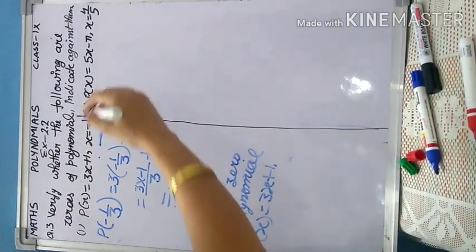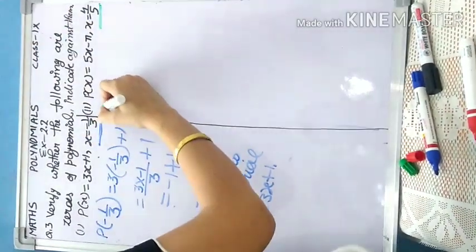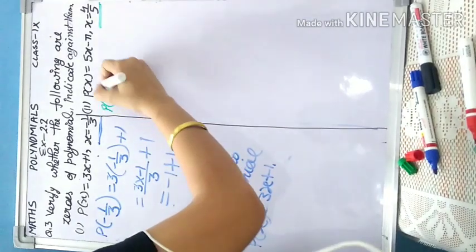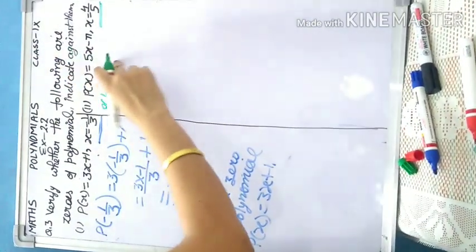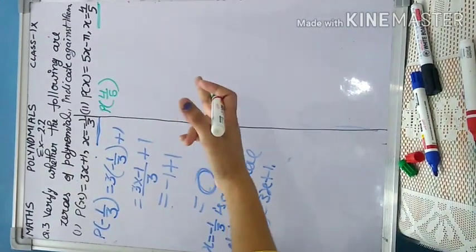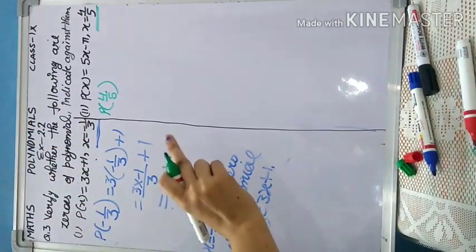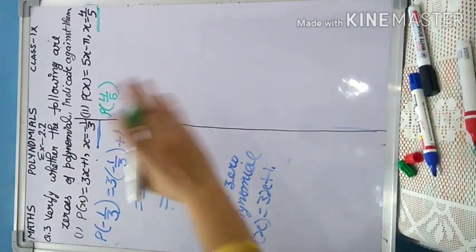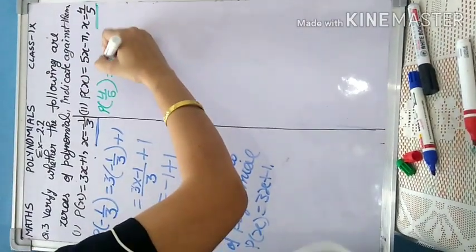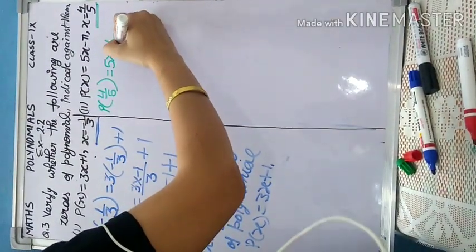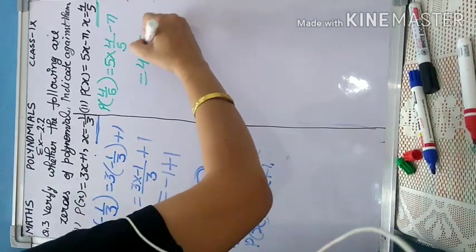Let's check here. What is the value given? x is equal to 4 upon 5. So we are going to do this. At the place of x, we are going to put 4 upon 5. And if the value comes 0, it will be a zero of this polynomial. If 0 doesn't come as the answer, then this will not be a zero of this polynomial. So let's solve it. It will be 4 upon 5 minus 5. This is simply 4 minus 5.